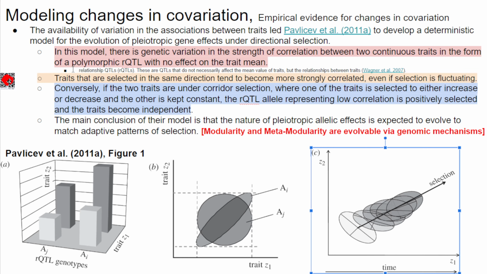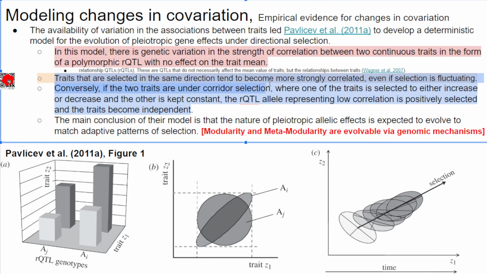In this model, there's genetic variation in the strength of correlation between two continuous traits in the form of a polymorphic RQTL with no effect on the trait mean. So it's not a tall and a short locus. It's an effector epistatic locus that ends up inducing or relaxing, depending on how you want to think about different variants, a correlational architecture between two traits. It could be height and weight, or it could be like two EEG measurements, or it could be any other two traits because it's going to be higher than 2 dimensions.